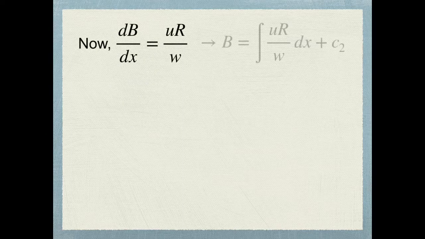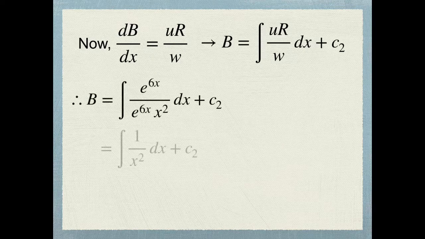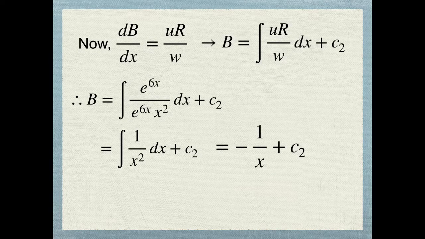Continuing further, I have B equal to the integration of uR by W dx plus c2. Of course, even here e^(6x) cancels. So the integration of 1 by x² is minus 1 by x plus c2. The integration is very simple. The B value is minus 1 by x plus c2.